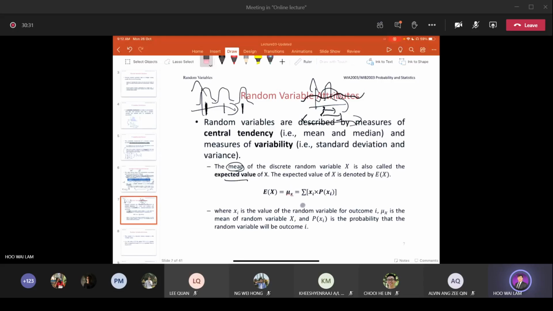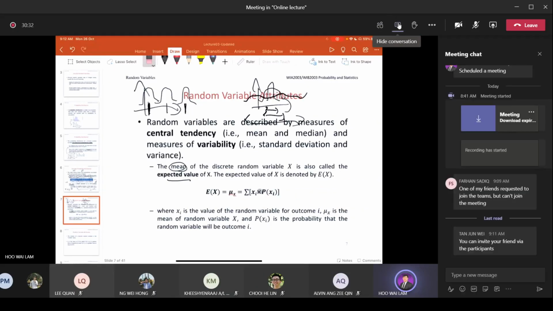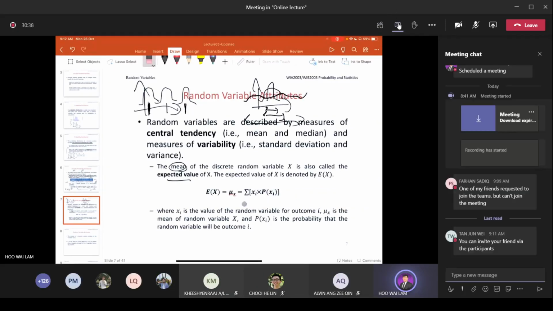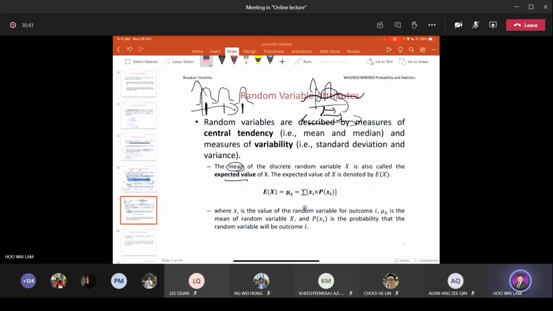It's actually the same because it is the summation of x1 times the probability of x1. So you notice that this is a probability over here, but the idea is the same as the way that you calculate your ordinary mean. For example, if you have a number of data, say 4, 4, 5, 6, 6, 6, then you have 1, 2, 3, 4, 5, 6 values, you divide by 6 and you get your answer, right?